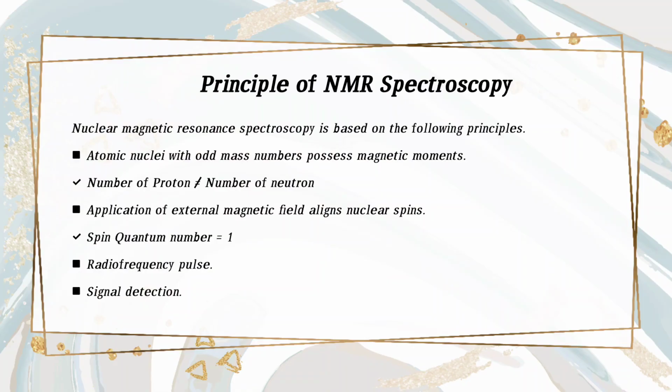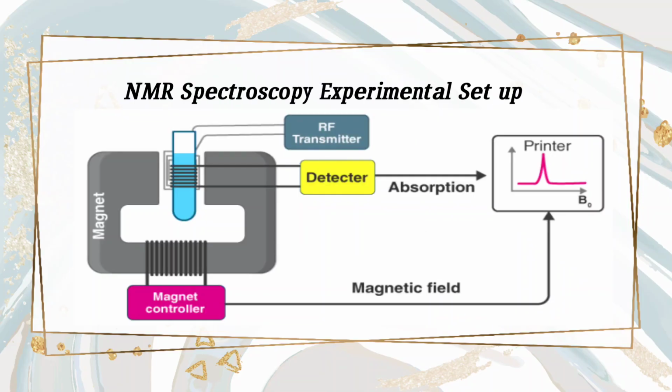Principle of NMR spectroscopy. Nuclear magnetic resonance spectroscopy is based on the following principles. Atomic nuclei with odd mass numbers possess magnetic moments, where the number of protons is not equal to the number of neutrons. Application of an external magnetic field aligns nuclear spins. The spin quantum number of NMR spectroscopy is 1. It is also based on radio frequency pulse and signal detection. The diagram shows the experimental setup of NMR spectroscopy.